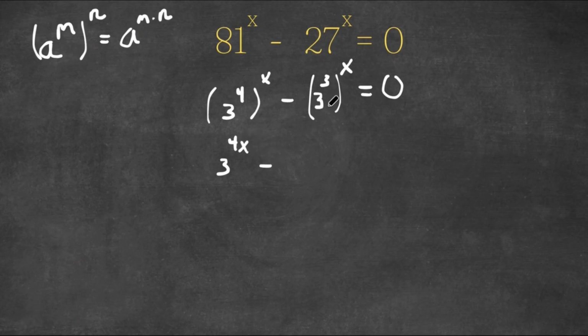Minus, now we're going to do the same thing over here. 3 to the power of 3 to the power of x is the same thing as 3 to the power of 3 times x, which is simply just 3x. Now this is equal to 0. Now I'm actually going to add 3 to the power of 3x on both sides.